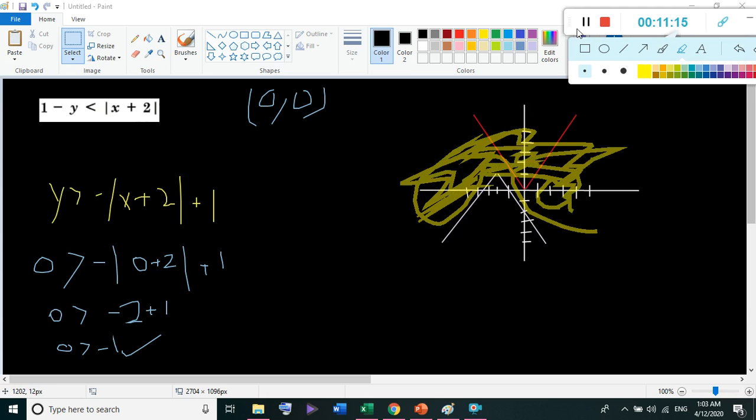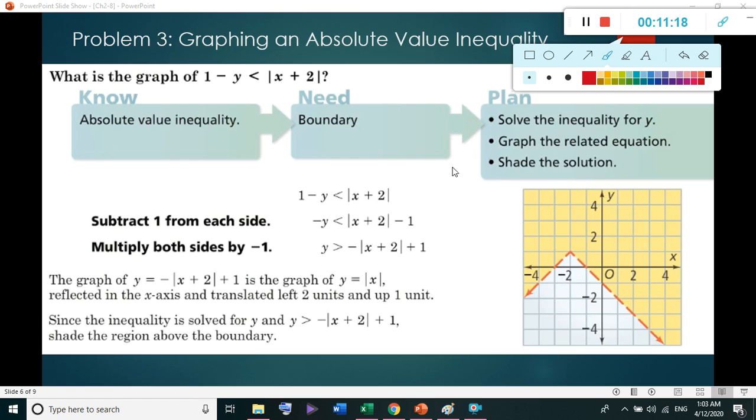Okay, let's check our answer. So they did here, first of all, they moved everything away from y, then they divided by negative 1, so they changed the sign. So this is the equation that they got. It's the same as ours. Then they graphed the line here. Oh, I forgot, it's going to be a dashed line because it's without an equal sign over here. So it's going to be a dashed line.